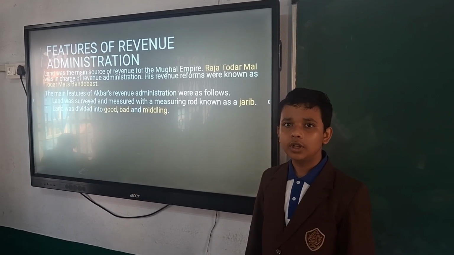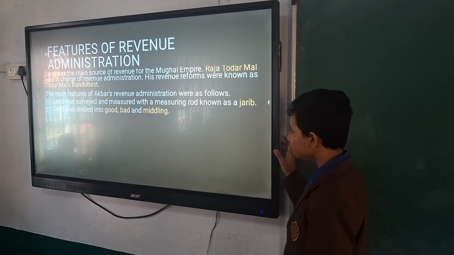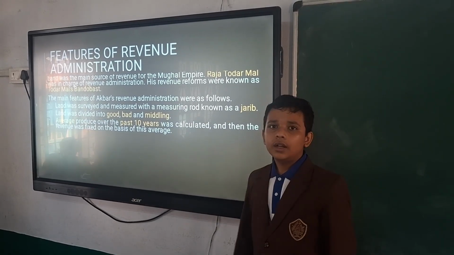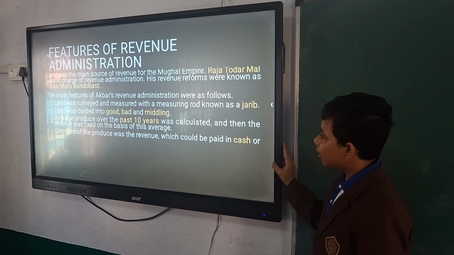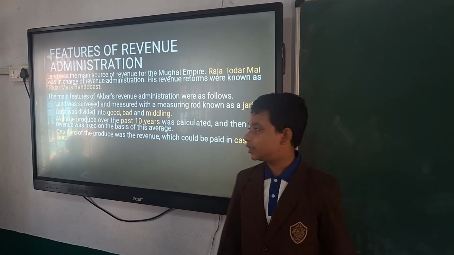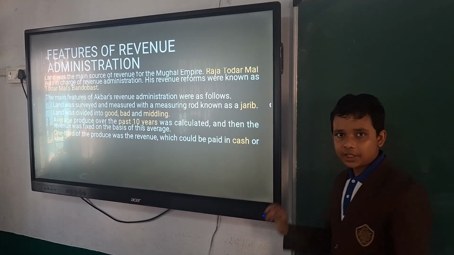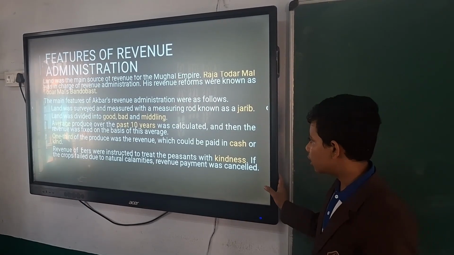Land was divided into good, bad, and middling. The average produce over the last 10 years was calculated, and 1/3 of the produce was the revenue, which could be paid in cash or kind.